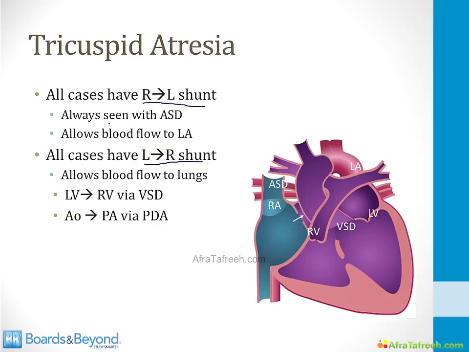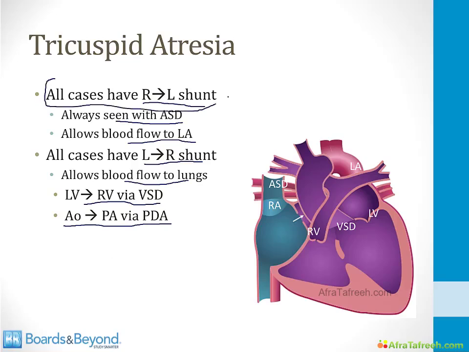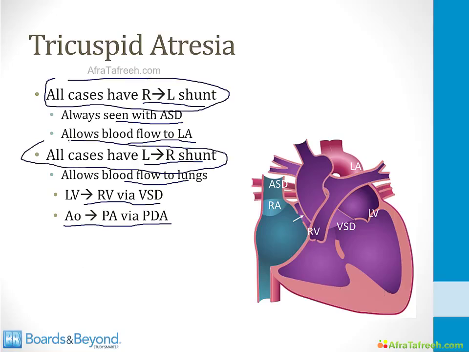So all cases of tricuspid atresia have an atrial septal defect. This allows blood to flow from the right atrium to the left atrium since it cannot go from the right atrium to the right ventricle. In addition, all cases have a left to right shunt that allows blood to flow to the lungs. This can be a left ventricle to right ventricle shunt via a VSD, or it can be an aorta to pulmonary artery shunt via a PDA, but the important point here that you want to remember, especially for Step 1, is that there must be a right to left shunt and also a left to right shunt to allow the blood to travel in a circuitous path from the right atrium to the right ventricle, because it cannot go directly from the right atrium to the right ventricle through the tricuspid valve.